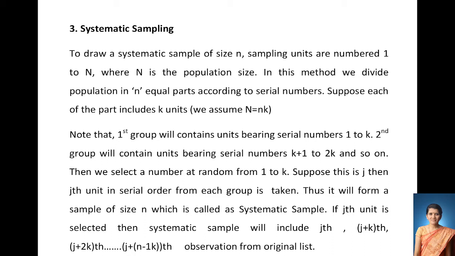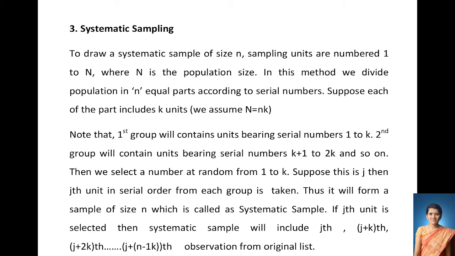Suppose each of the parts includes k units, we assume that N is equal to nk. Note that the first group will contain units bearing serial numbers 1 to k. The second group will contain units bearing serial numbers k plus 1 to 2k, and so on. Then we select a number at random from 1 to k. Suppose this is j. Then the jth unit in the serial order of each group is taken. Thus, it will form a sample of size n, which is called a systematic sample.